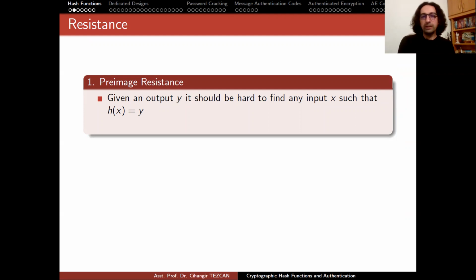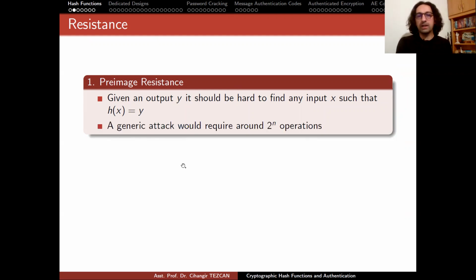Given an output y, it should be hard to find any input x such that h(x) equals y. So we have a function, we know the algorithm, and we are given an output, and we are asked to find any input that gives this output. We want this problem to be hard.